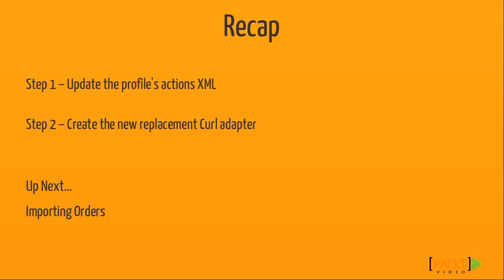So let's recap. Step 1 of writing our own Magento dataflow adapter is to update our profile's actions XML and give it the class path as the type of our first action. Step 2 was to create the new replacement curl adapter in PHP. The new adapter will extend from the original curl class. However, we're going to inject our own custom logic into the load function of that class.